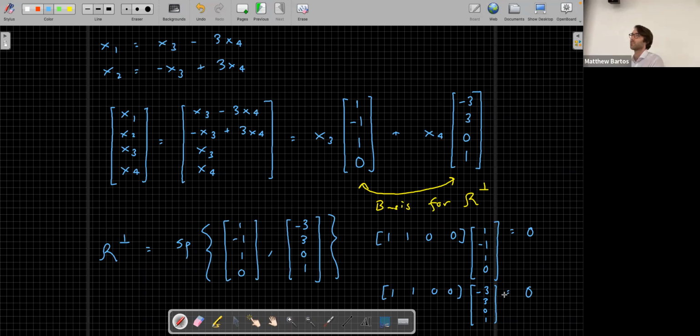Any questions? There are numerical methods you could use to find the orthogonal complement.